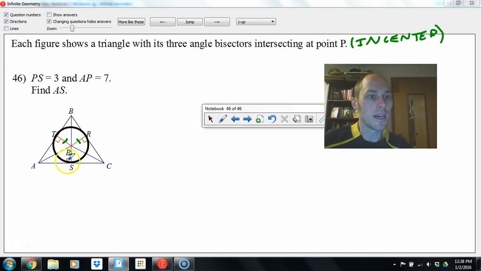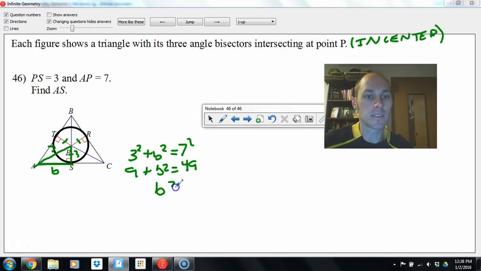Okay, so PS is 3, AP is 7. We want to find AS. Luckily, those form a right triangle. So A, B, and C. So we can use Pythagorean theorem, 3 squared plus B squared equals 7 squared, since 7 is the hypotenuse of that right triangle. So 9 plus B squared equals 49. Subtract 9 from both sides, B squared is 40. And take the square root, so B would be square root of 40.